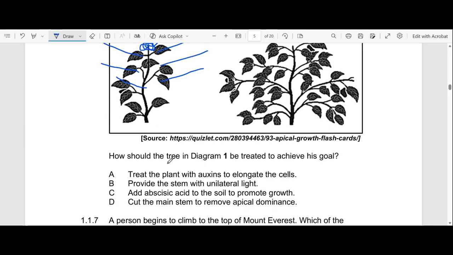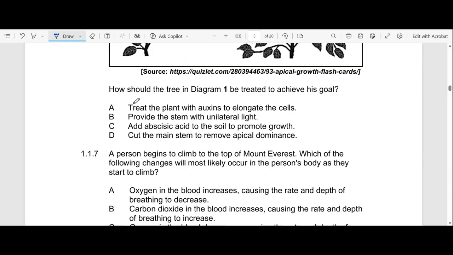How should the tree in diagram 1 be treated to achieve his goal? Okay, let's go to option A. Treat the plant with auxins to elongate the cells. Obviously, that's not the option. You will just make the plant have shorter lateral branches, right?